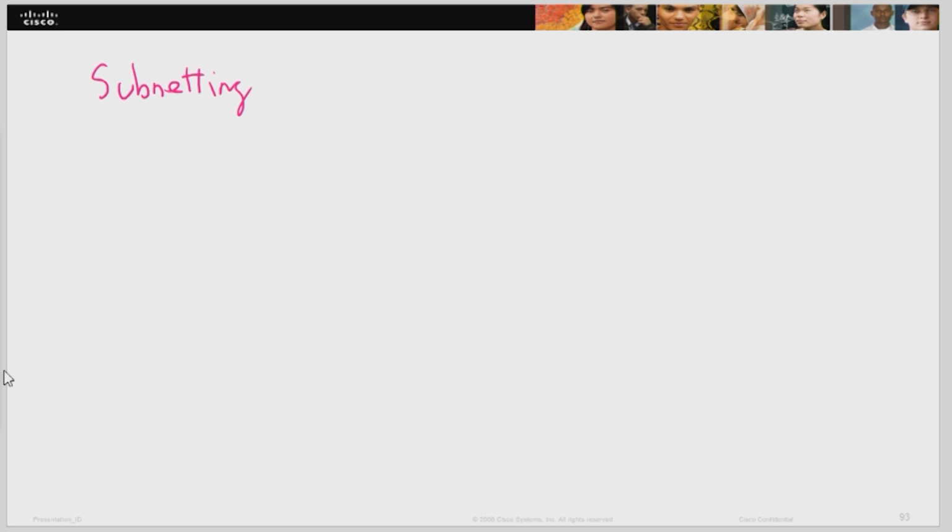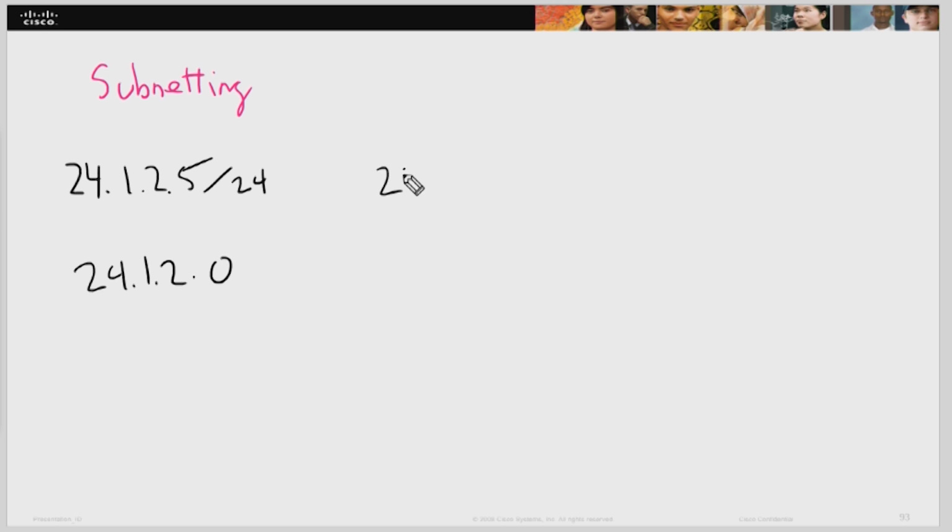If I had a smaller number on the left, like a class A address, 24.1.2.5, there's an address. What's the network portion? You can't tell me what the network portion is. Why? Because I didn't give you a mask. But I like /24. That means my network is 24.1.2.0. Oh, did I say /24? 24.1.2.5/16 instead.